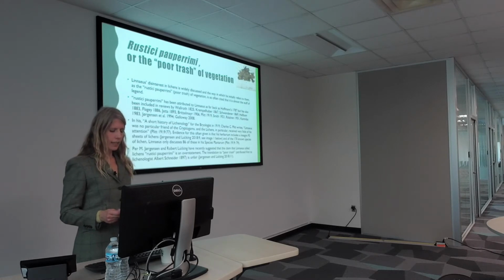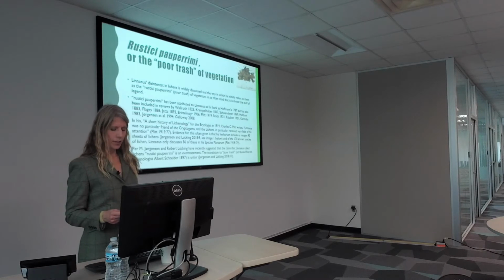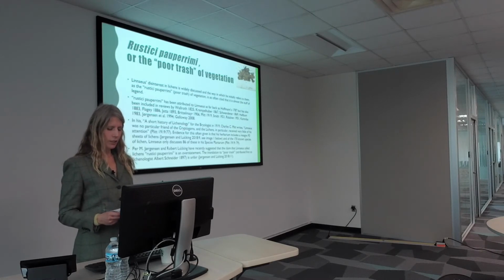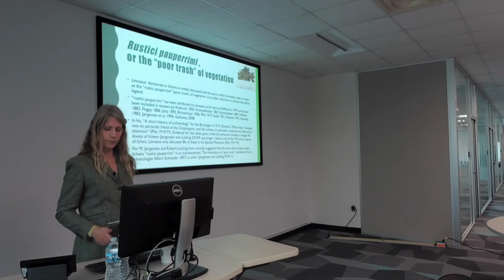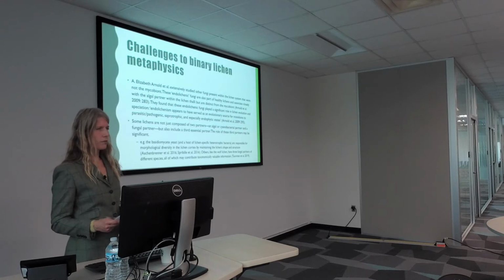In a short history of lichenology for the Bryologist in 1919, Charles C. Pitt writes, Linnaeus was no particular friend to the lichens. In particular, they received very little of his attention. Evidence for this often given was that his herbarium includes a meager 93 sheets of lichens, and of the 170 known species of lichen at the time, Linnaeus only discusses 86 of these in his Species Plantarum. So whether or not this idea is well-founded, this feeling of devaluing among lichenologists persists.